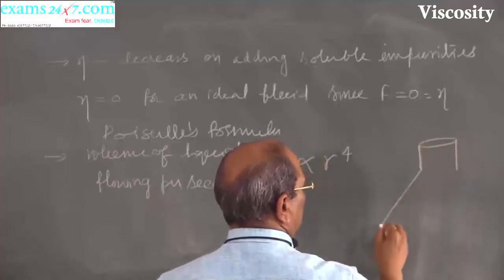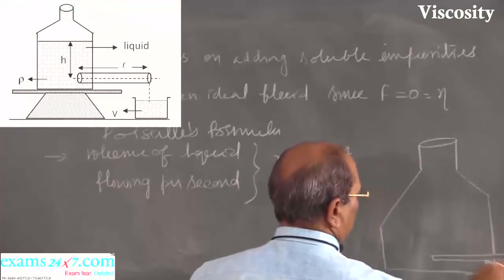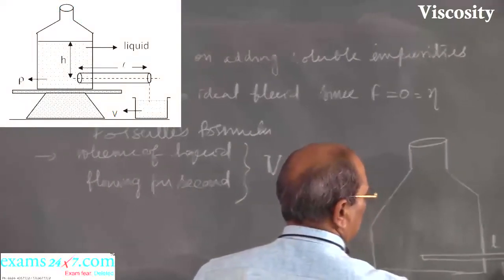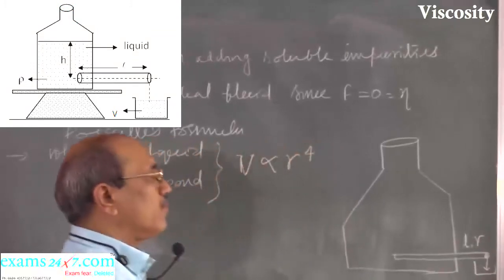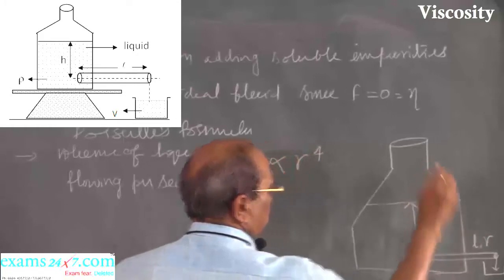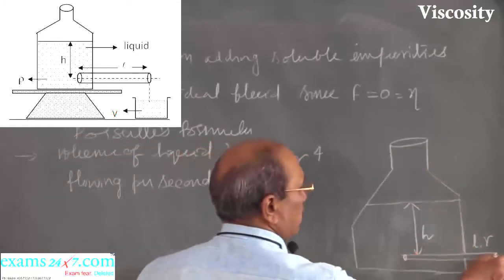Just consider a container containing a capillary tube fixed horizontally. Its length may be L, radius is R, and there is a container for the outflowing liquid. So the pressure difference is obtained to be H, the pressure difference between the inner end and outer end of the tube.